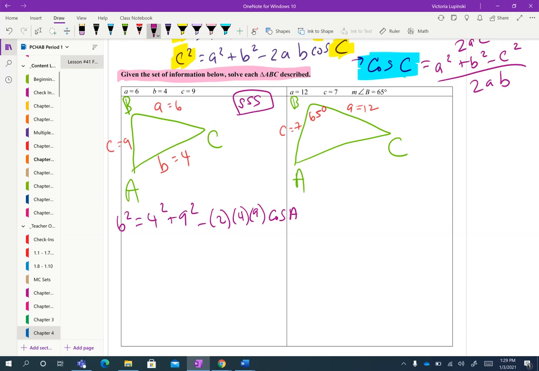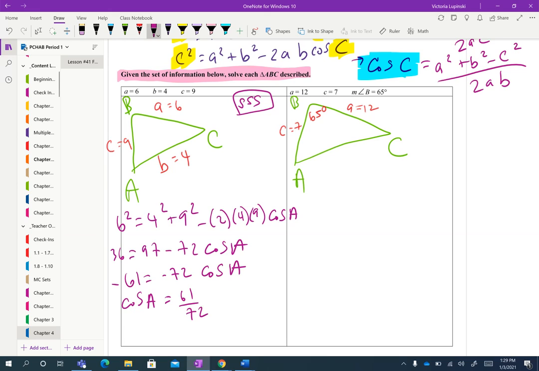Just like I mentioned a few minutes ago, you need to be very careful in the calculator. You don't want to round anything until the very last step. So not rounding means you can still calculate things that are nice. So 36 is going to be equal to 4 squared is 16 plus 81, that's 97, minus 72 times the cosine of A. Subtract the 97, you get negative 61 equals negative 72 cosine of A. You're going to divide. So the cosine of A is going to be equal to 61 over 72. And again, don't round anything.